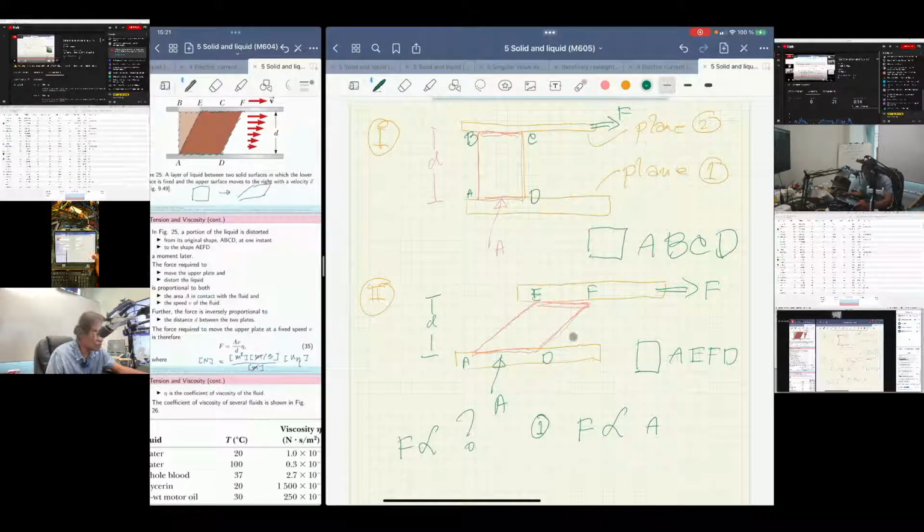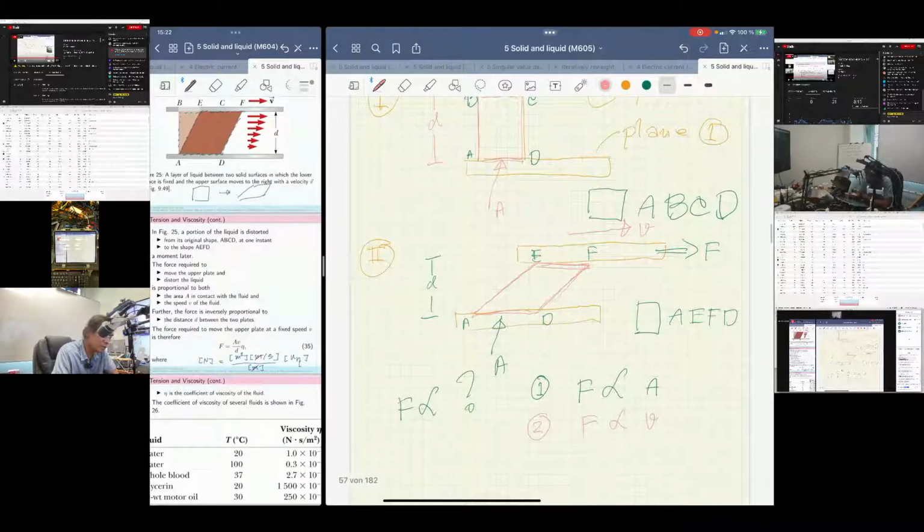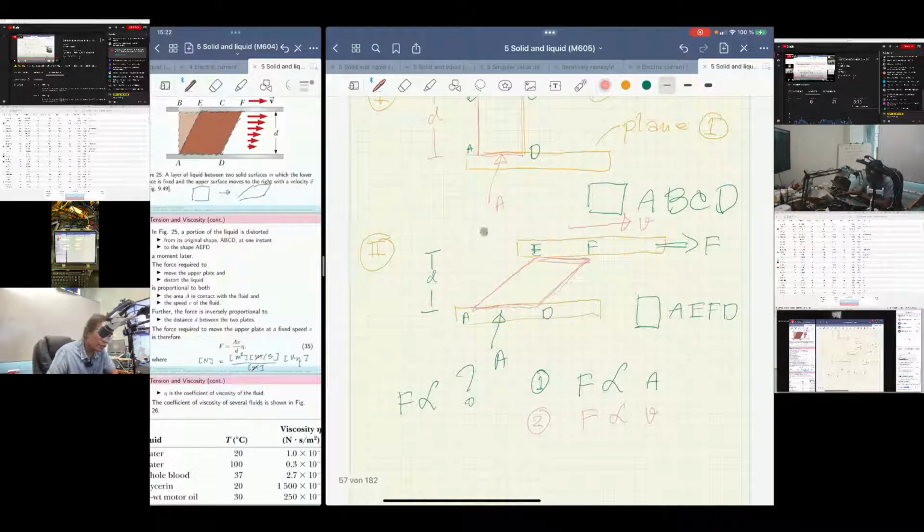And if you want to move it with high speed, very quickly with velocity V... if you move it gradually with very low speed, you require only small F. But if you want to move it very quickly with the speed V, you need to also increase the F. So the second factor is that F depends also on V, on the velocity. If you move it quickly, you need more F.